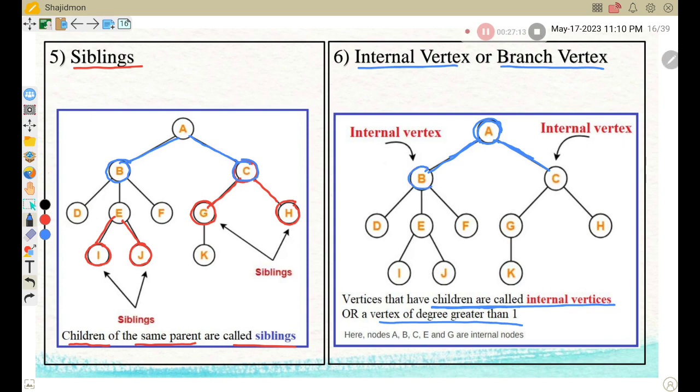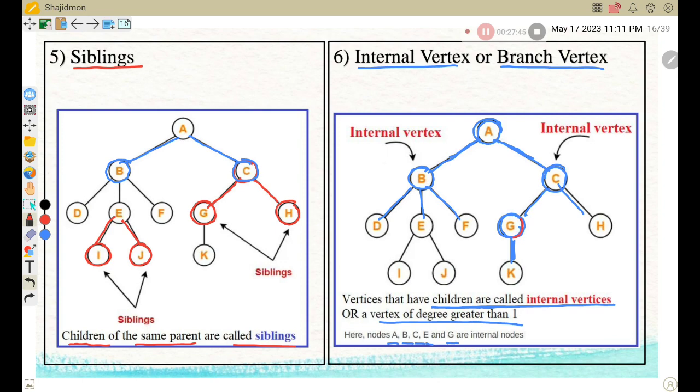For example, this is an internal vertex because this vertex has children. This vertex is an internal vertex because it has children. So what are the internal vertices in this tree? A is an internal vertex, B is an internal vertex, C is an internal vertex, E and G are also internal vertices. Any vertex that has children is called an internal vertex, or you can check the degree of each vertex. If the degree is greater than 1, they are all internal vertices.